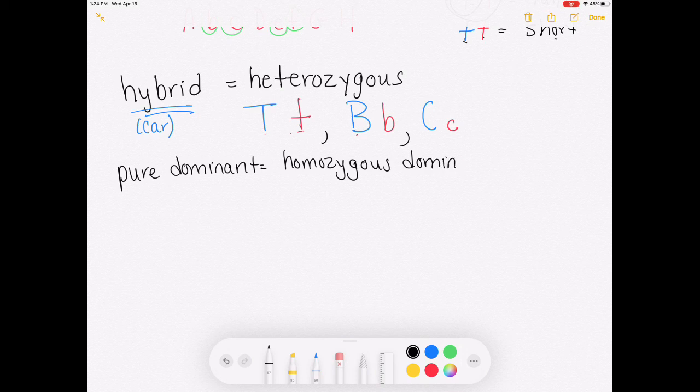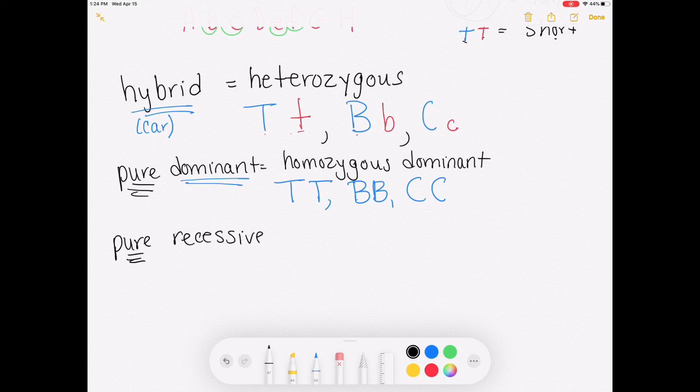So if something is pure, that means it's the same. And if it's dominant, this should tell you that it's capital. So pure dominant would be two big T's, or two big B's, or two big C's, both capital letters. The last one is pure recessive. So it's the same idea, except now instead of talking about a dominant trait, we're talking about a recessive trait. So instead of two capital letters, now we're looking at two lowercase letters.